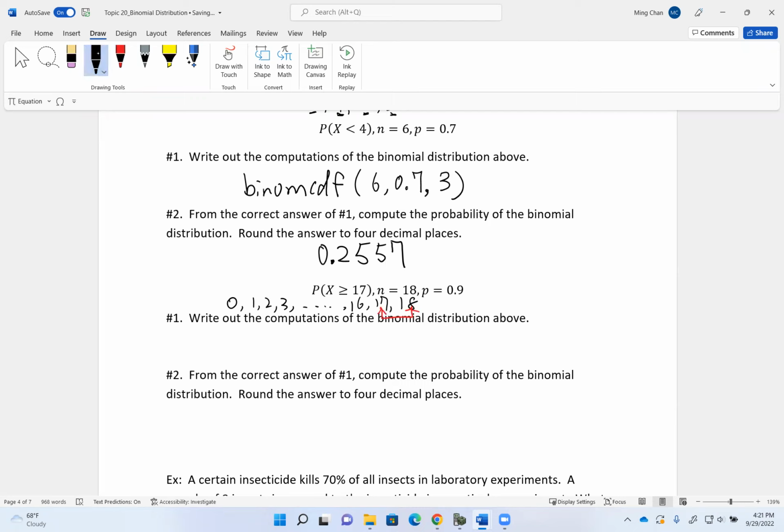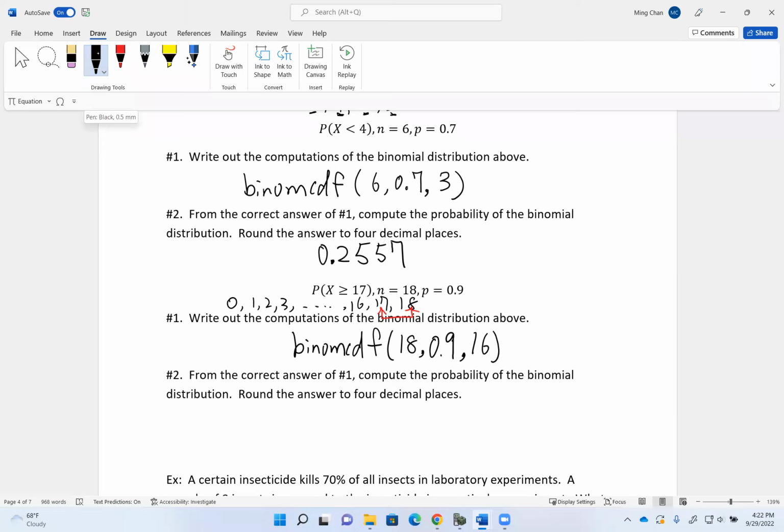So think about this. If I use the binomial CDF, it will actually calculate the probability from 0 all the way up to 16 if I put 16 for the number of successes. But that's not what I want. What I want is 17, 18. So what I don't want is 0 all the way to 16. So n is 18, probability of success is 0.9. Number of successes, if I put 16 right here, this tells me exactly what I don't want.